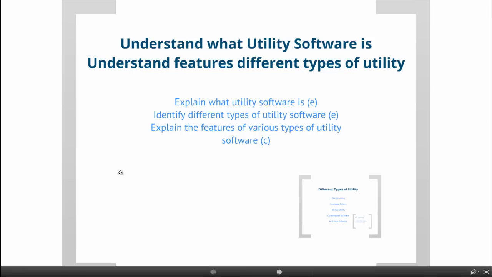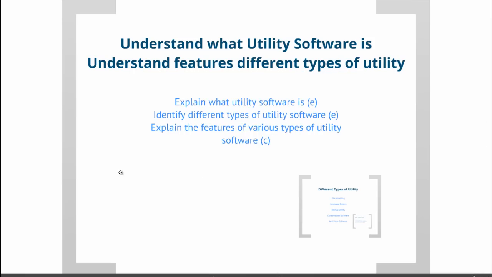Okay, this video for F451 is on understanding what utility software is and understanding features of different types of utility software. So you need to be able to explain what utility software is, identify different types of utility software, and then explain the features of various types of utility software.